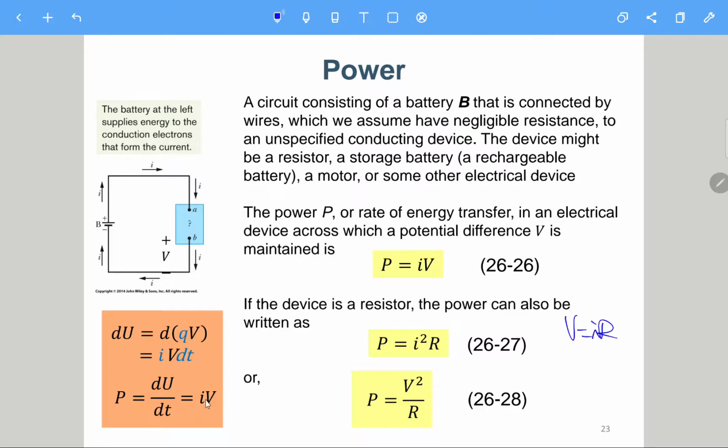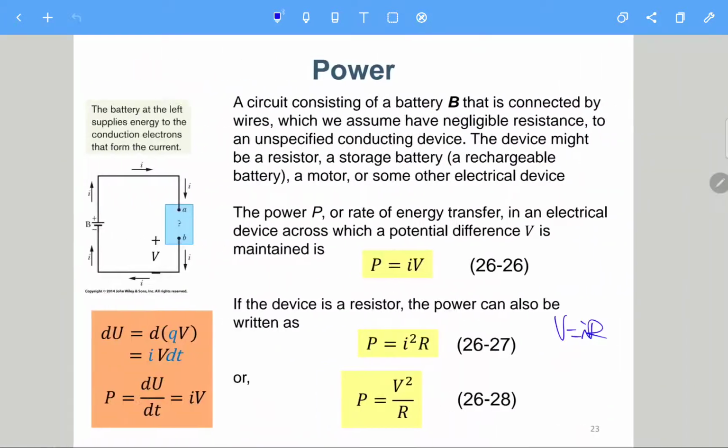And of course, why it will be like this, it is somehow like the potential energy, and then you take the derivative with respect to time. So it is like U is QV. So dQ is I dt. We assume V doesn't change. So we have IV dt. So if we take the time derivative, this term becomes 1. So finally it is IV. So P equals IV. So we have this expression. So nothing special.